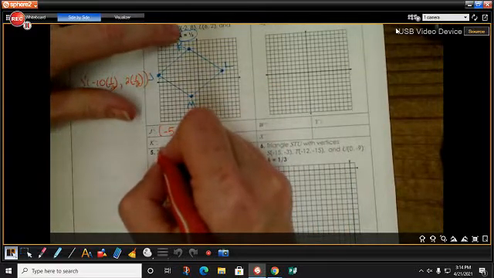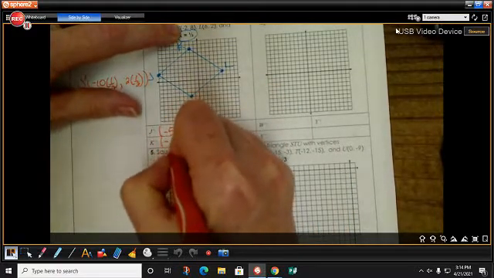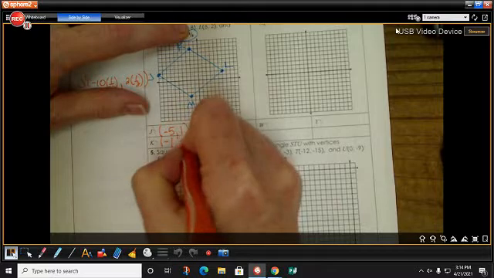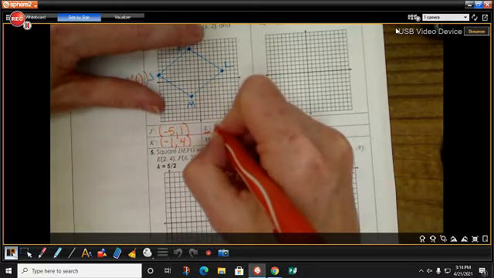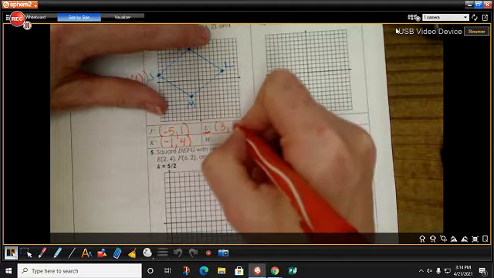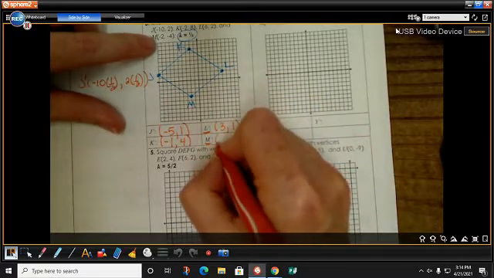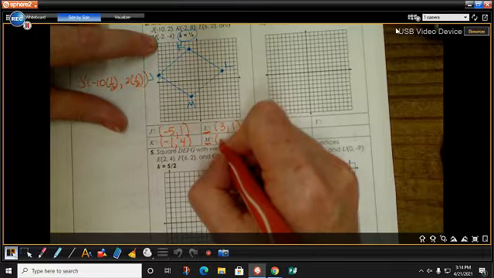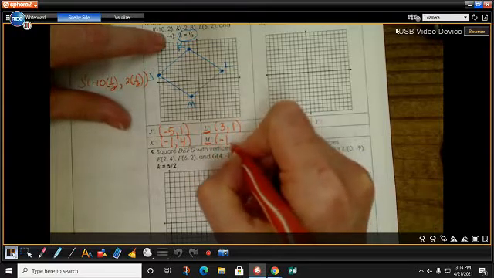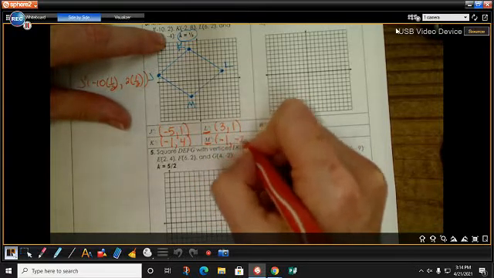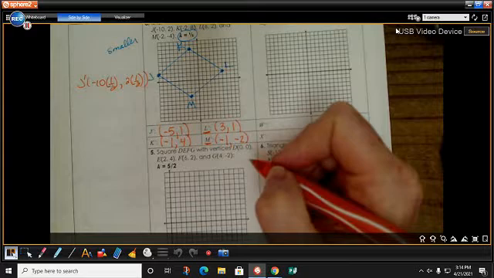Okay, and then K prime is going to take negative 2 times a half, which would be negative 1, and 8 times a half, which is 4. L prime will be 6 times a half, which is 3, 2 times a half, which is 1. And then M prime will be negative 2 times a half, negative 1, and negative 4 times a half, which is negative 2. So now I've got all my image points.